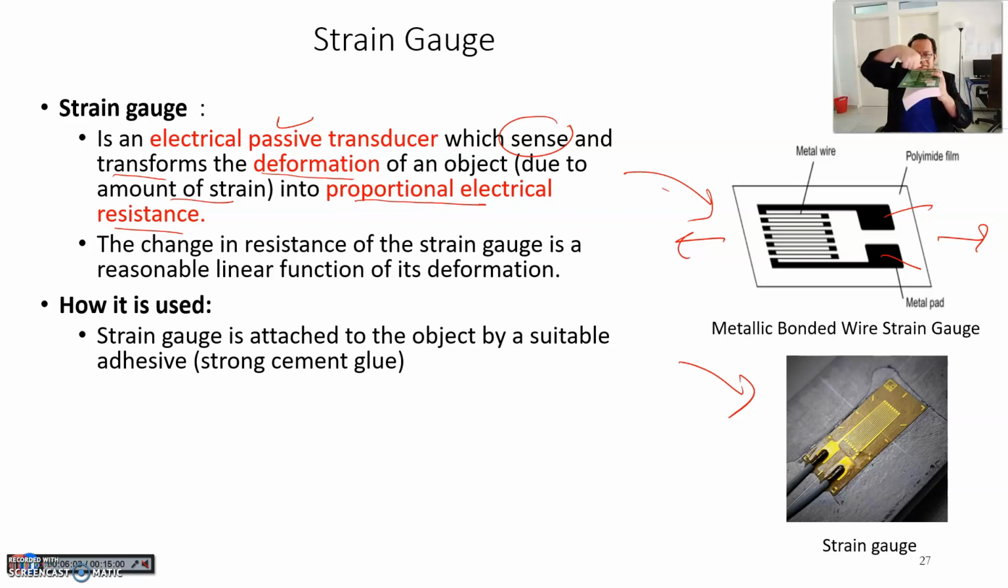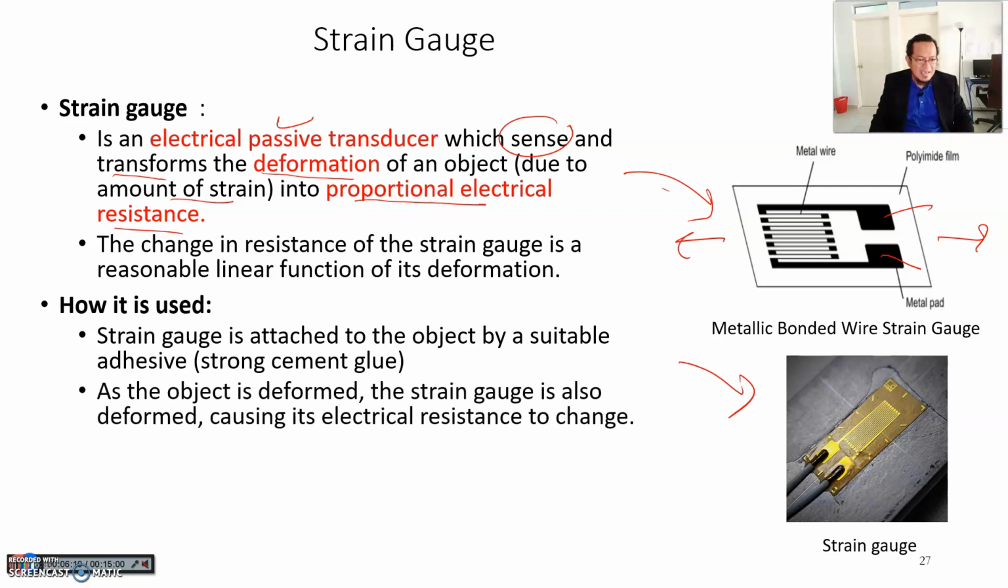You attach it like a cellophane tape on top or at the bottom, using a very strong cement glue. And then as the object deforms, the strain gauge will also deform. Also, if we attach it like this, very thin, it will follow the deformation of the object, causing the electrical resistance to change.